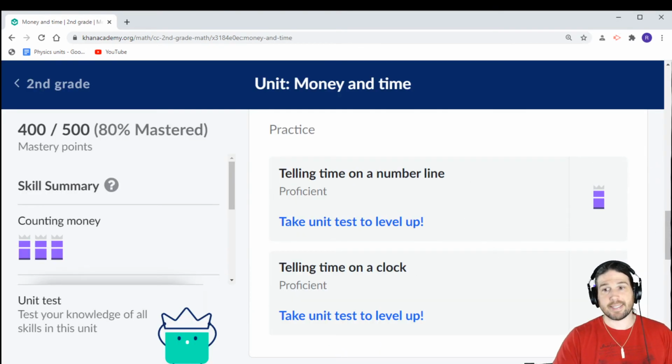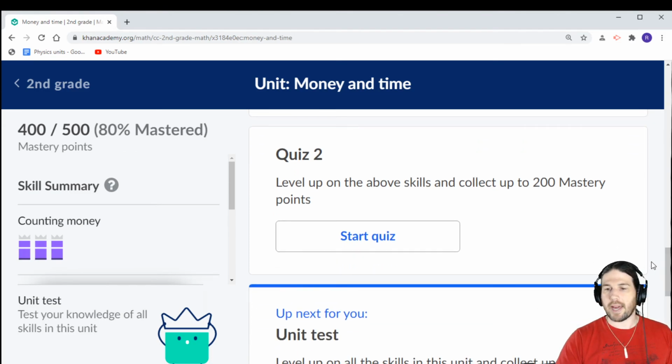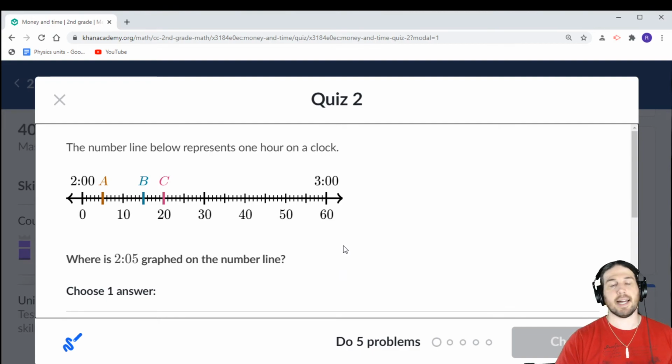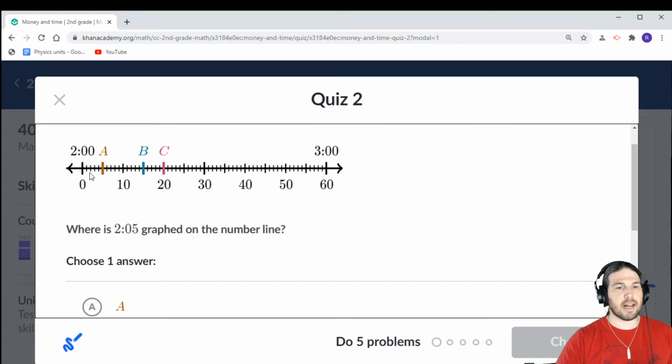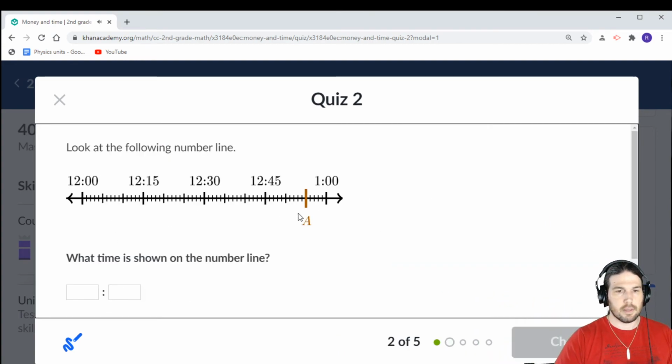It didn't give me the nice sound that time because I had already done it previously. Sad face. Okay, so we've got quiz 2 on telling time. Let's see, 2:05 is between 2 o'clock and 2:10, so that's A. 12:45, 50, 55, so that is 12:55.